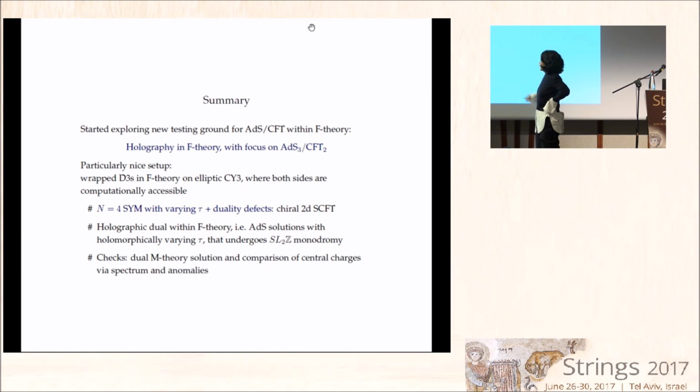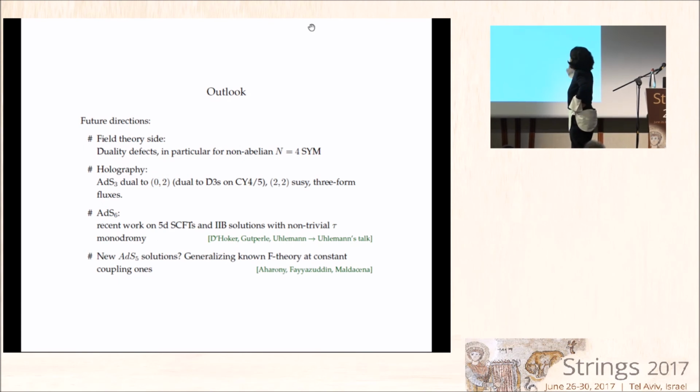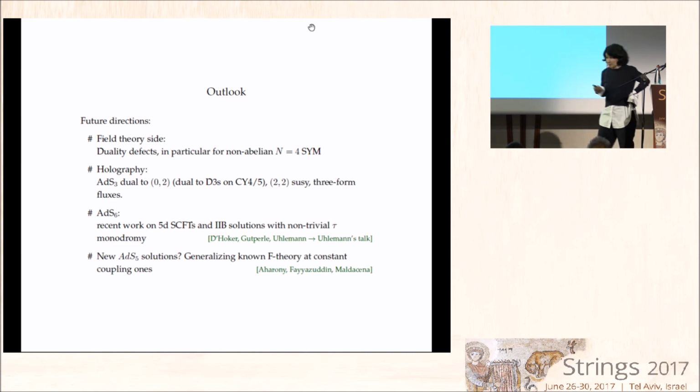The checks are mapping it to M theory and comparison with various anomaly calculations. So what else is there to do? Well, this is just, I think, a starting point for this type of story. One thing that I think would be extremely nice is to generalize the spectrum calculation for a non-abelian N=4 on curves inside F-theory, including such duality defects.